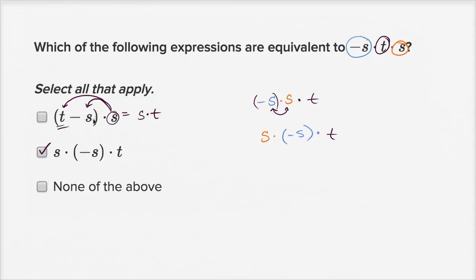And then I have minus s times s. I could write it that way, or I could write minus s squared if I want to. That's the same thing as s times s. But this is very different.